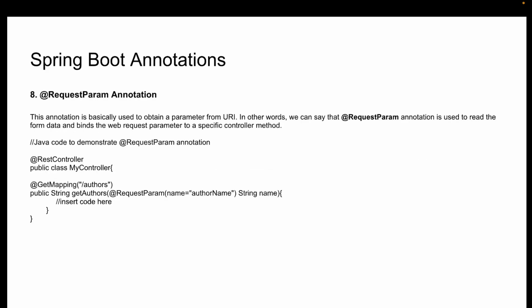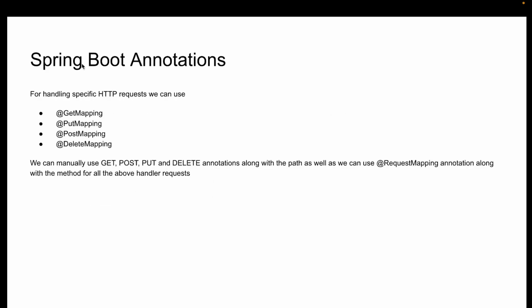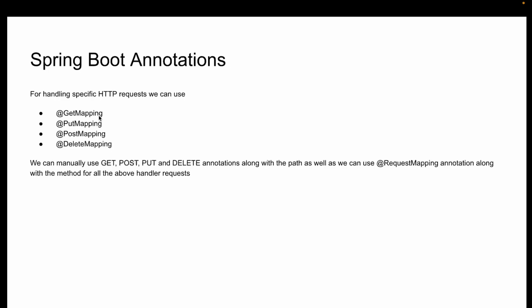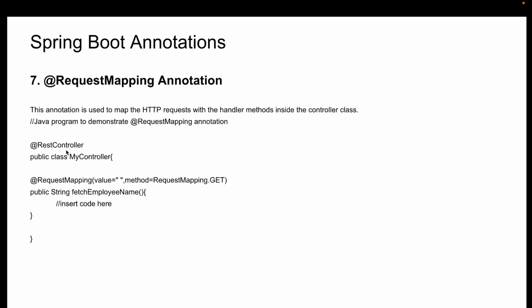See, there are Spring Boot annotations that are also used for handling HTTP requests, and these are get mapping, put mapping, post mapping, delete mapping. So we can replace this request mapping with these four annotations. Let's say what we have used in this slide is request mapping, and then we had to specify the method type like request mapping dot get.